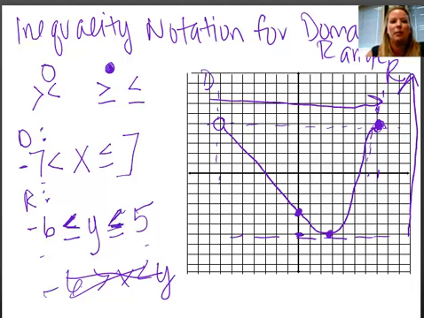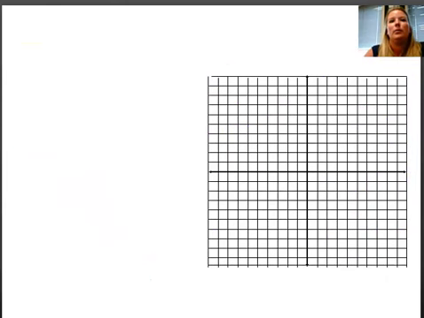Okay, let's try one more. Okay, so let's do one more inequality notation.